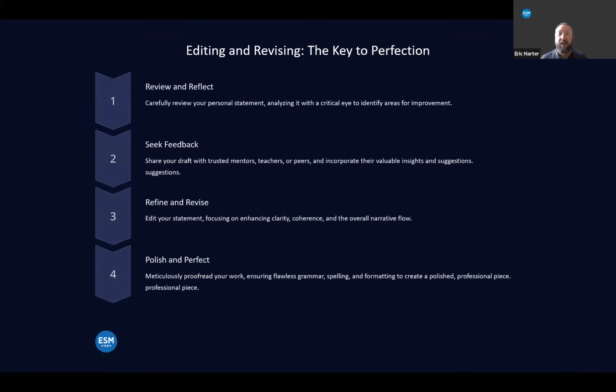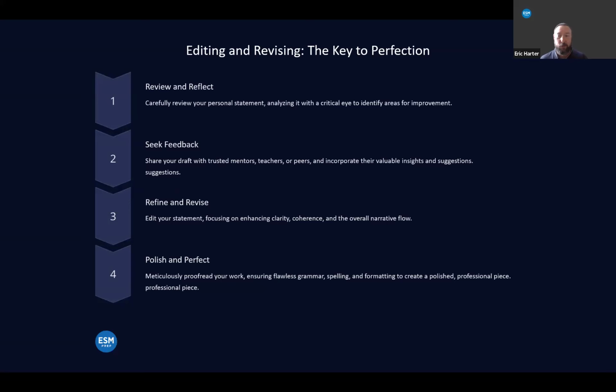It won't align. And again, that will cause the admissions officer to go, I don't know if I like this because it doesn't feel right. That's where you refine, revise, flow, reading it out loud. That is the biggest trick in the book.